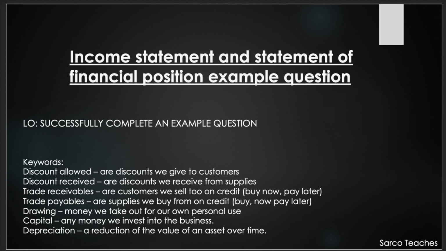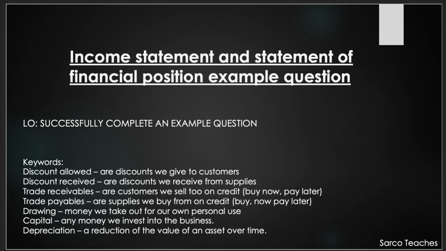Today we will be doing an income statement and statement of financial position example question. Before we start, we must know what the keywords mean. Discount allowed are discounts we give to customers. Discount received are discounts we receive from suppliers.